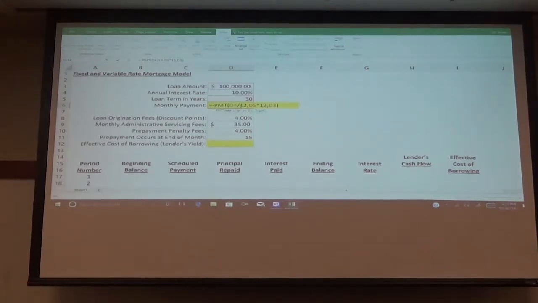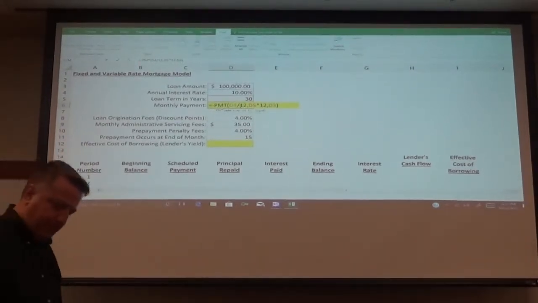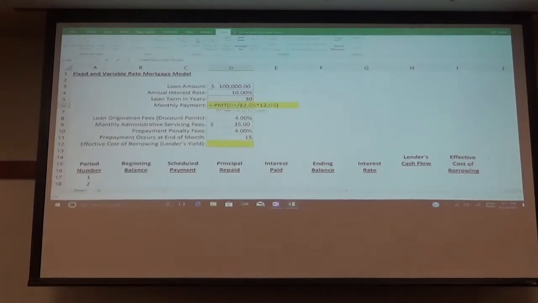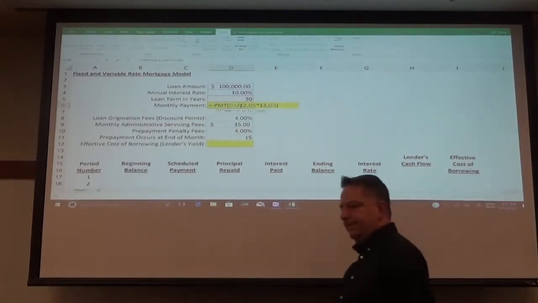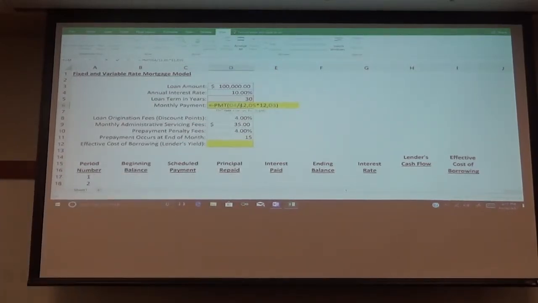And once again, all we've done is put in the given information with a $100,000 loan, 10% interest rate for 30 years, and then we've put the formula in for the monthly payment there, and then we've simply typed in the given loan origination fees, administrative fees, prepayment penalty fees, and the prepayment time. Okay, everybody got it? All right. Okay, we need to have that one piece done before we can move on. Everybody got it? Yes or no? Yes. Okay. All right. So we're going to skip past the lender's yield because we're going to deal with that at the very end.